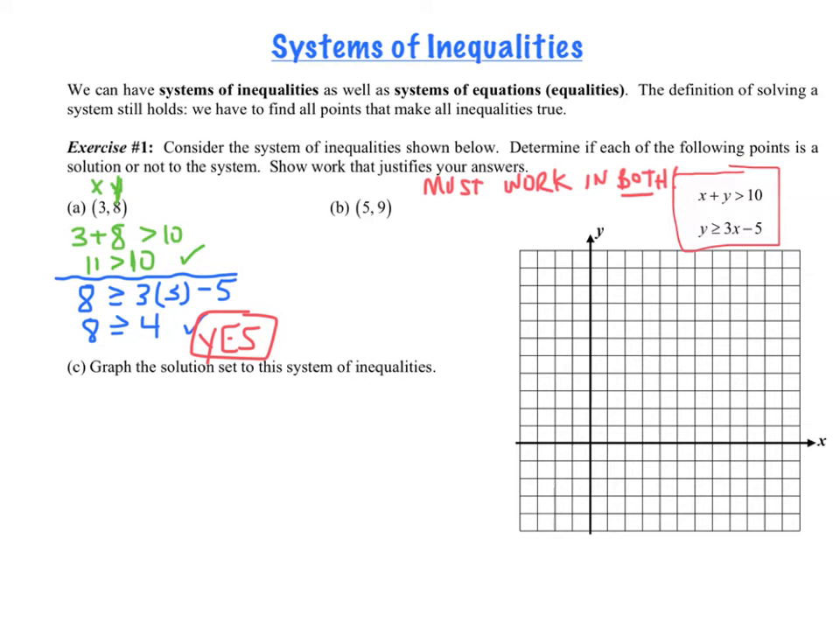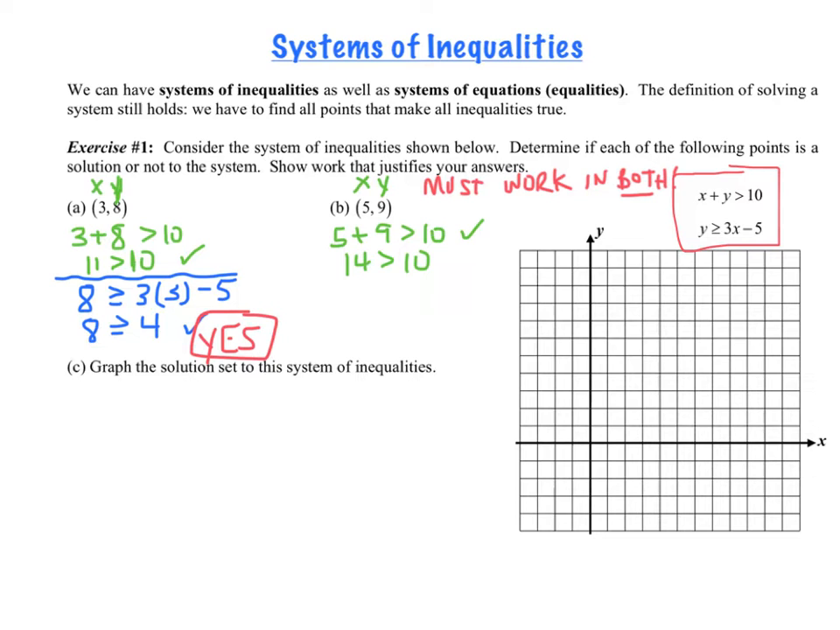Okay, so letter B. Let's go through and try it again. Again, we have a point x comma y. So I'm going to go ahead and put 5 in for x and 9 in for y. All right, so I go ahead and put 5 plus 9, is that bigger than 10? And yes, it is. Okay, 14 is greater than 10.